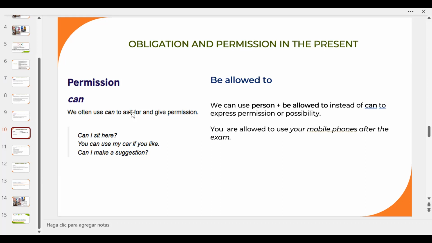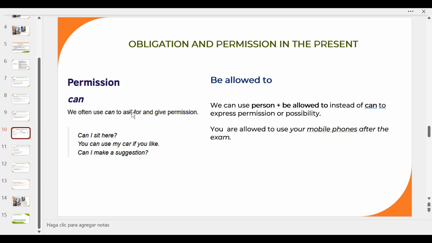If we want to change, for example, the first one that says, can I sit here? What would be the question using be allowed to? Can I allowed to sit here? Remember that if we use can, we don't use be allowed. It is one or the other. I'm allowed to sit here. Am I allowed to sit here? Exactly. And notice that talking about permission is exactly the same.